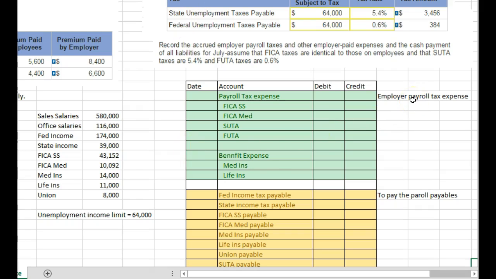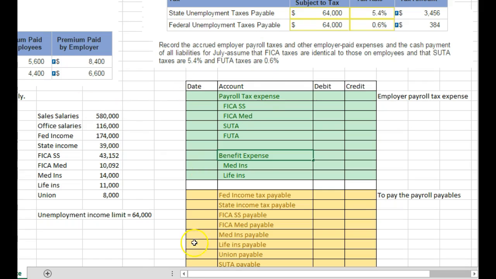payroll tax expense by the employer, and in this case, it's spelled wrong, need to Y, okay, that's better. You have to also take into consideration the benefit expense, which is also spelled wrong.